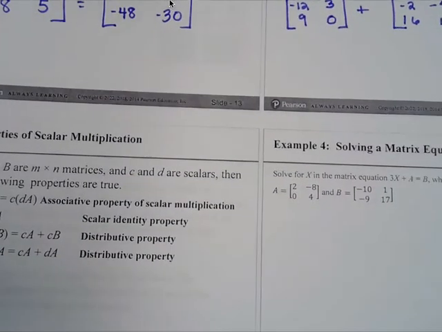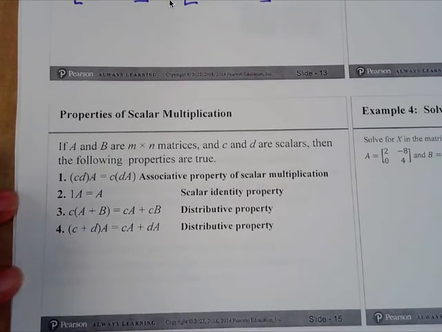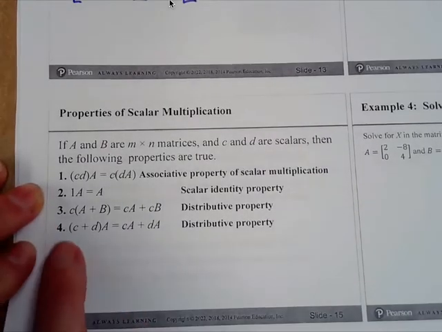We have similar properties for scalar multiplication. So associative property, identity, distributive, and the other one's also distributive, where you have your scalar inside.